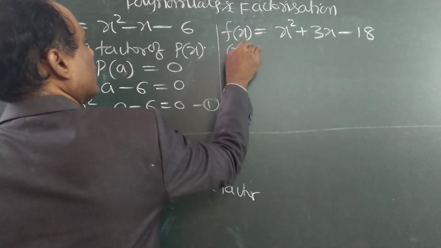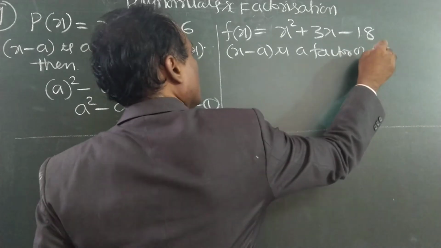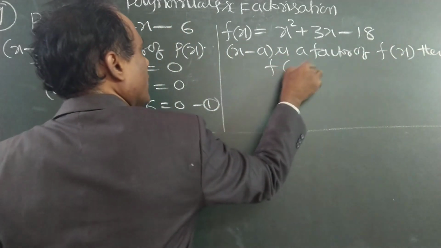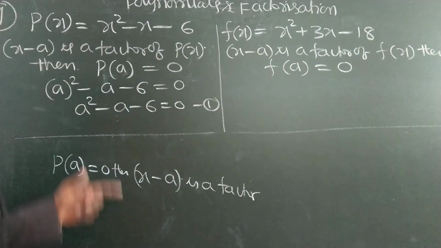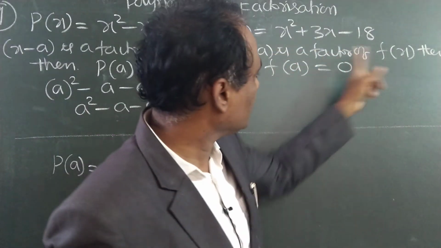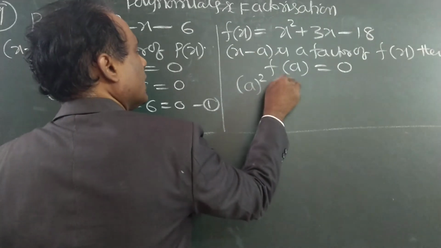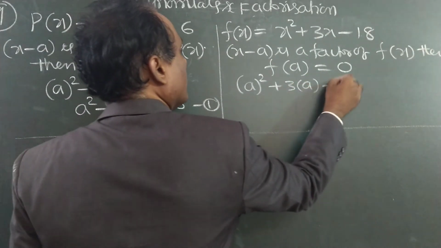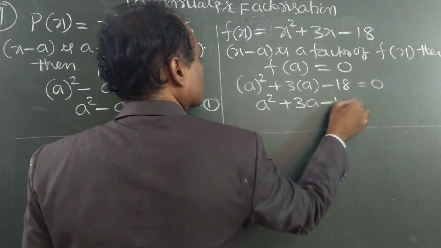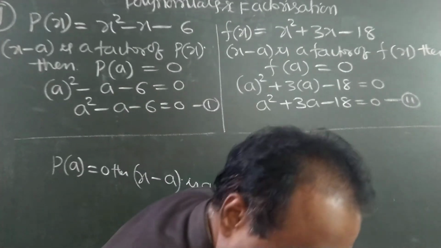See here. X minus a is a factor of f of x. Then as per the factors theorem, f of a should equal 0. Same. X minus a is a factor of this means p of a is 0. X minus a is a factor of this means f of a is equal to 0. F of a: a square minus 3a plus 18 is equal to 0. Second equation.